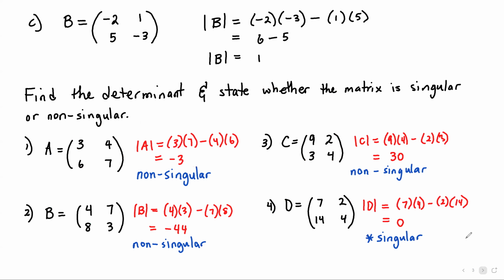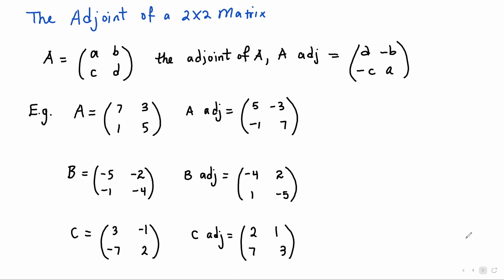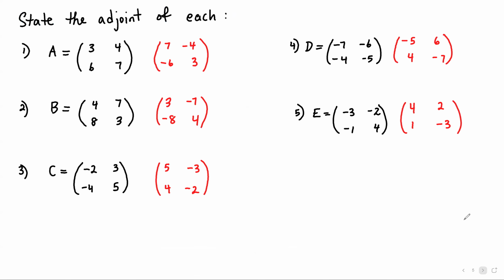Next, we looked at the adjoint of a 2 by 2 matrix, which is essentially when you swap positions with the leading diagonal. So you swap the positions of A and D, and then you change the signs of B and C. So if the matrix A is A, B, C, D, the adjoint of A is D, minus B, minus C, A. So that was the next thing that we learned.